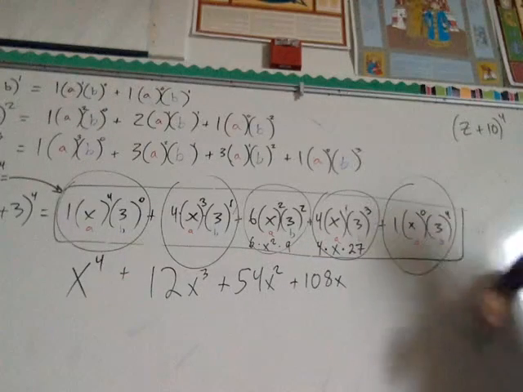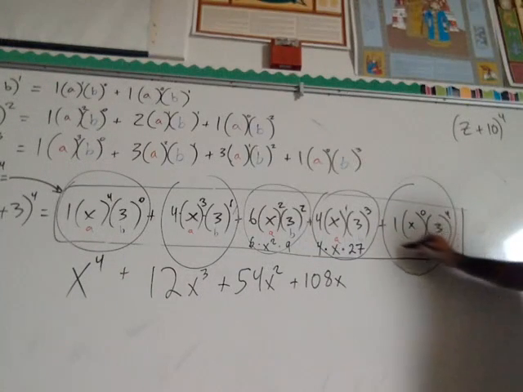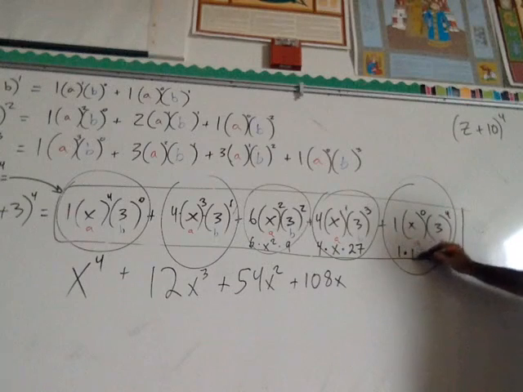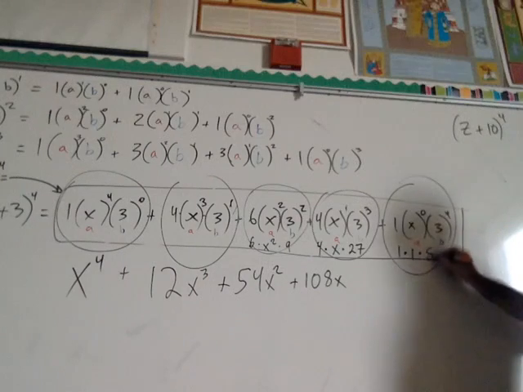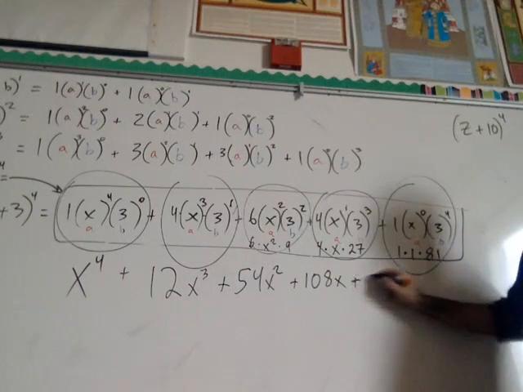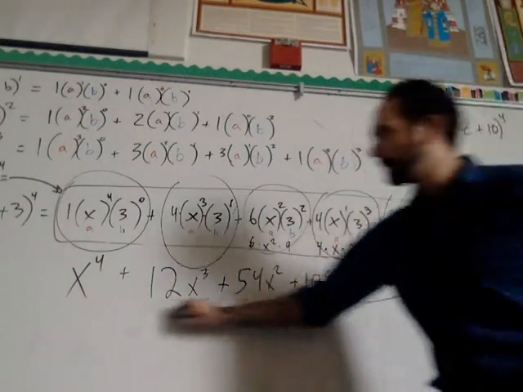Last one. Let's see, we have 1 times 1. X to the 0 is 1. 3 to the 4th, I think, is 81. Yeah. Great. That's our answer, right?